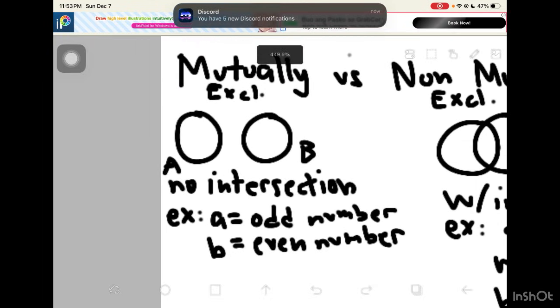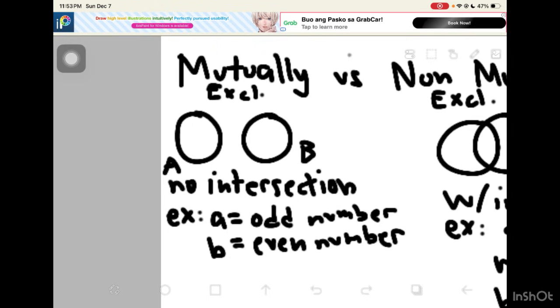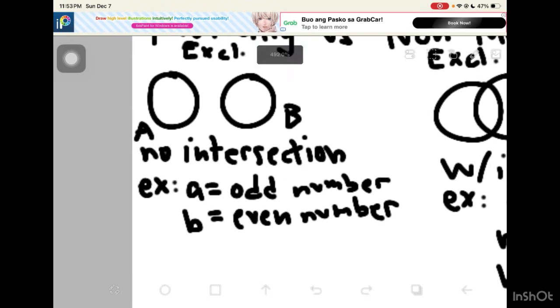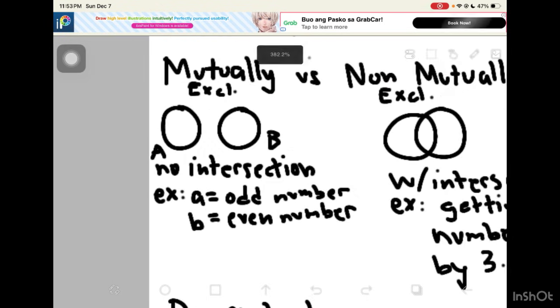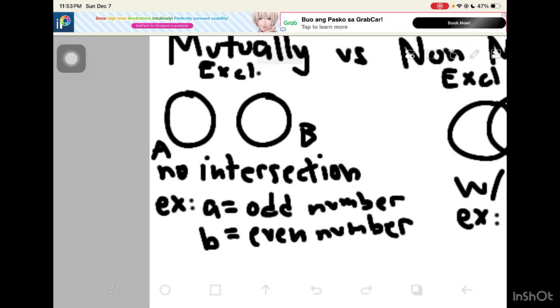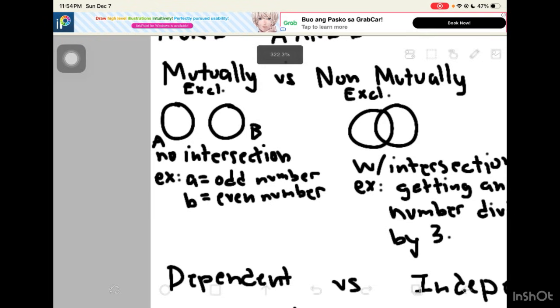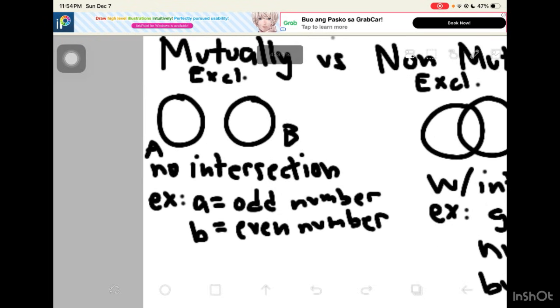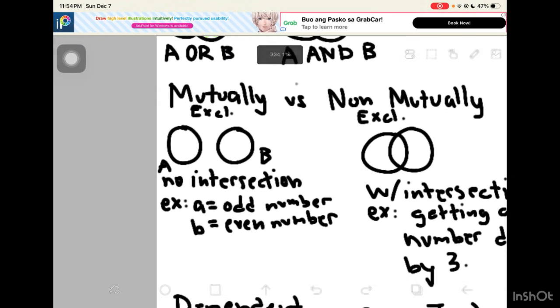If it's a mutually exclusive event, they have no intersection. For example, an odd number and an even number. There are odd numbers, of course, and there are even numbers. But unfortunately, we just can't pick a number that's both odd and even. That cannot be the case. If you're crazy, you could argue that's 0. Even 0 isn't odd or even, so yeah, nothing. Therefore, that example over here is mutually exclusive.